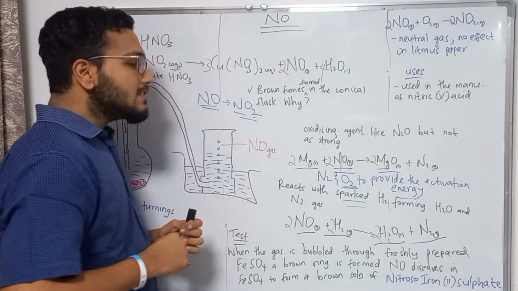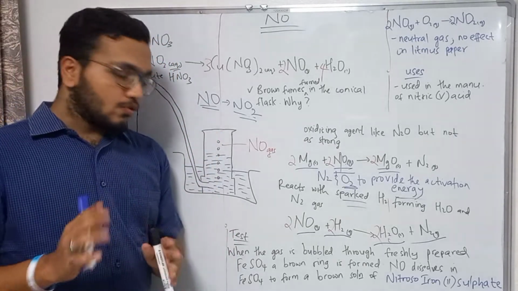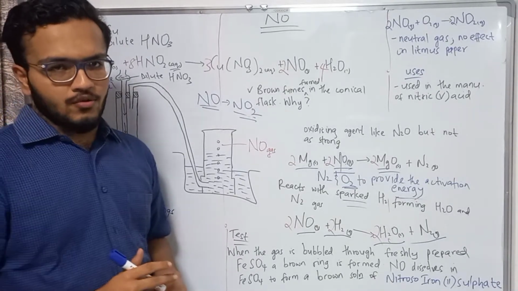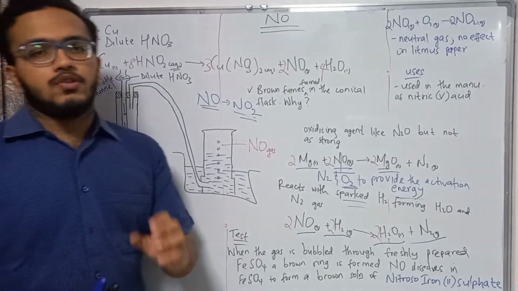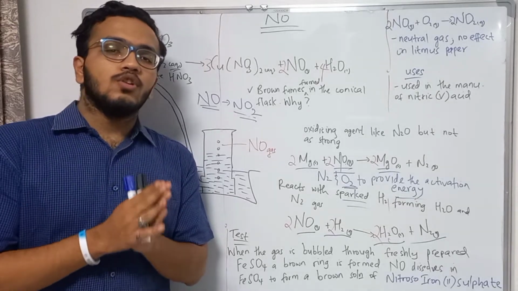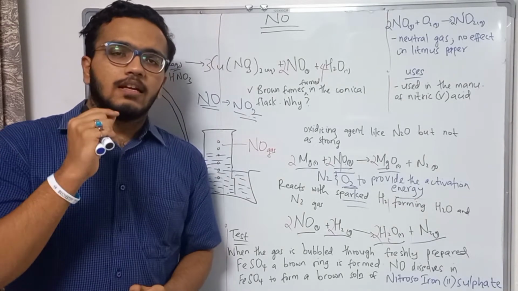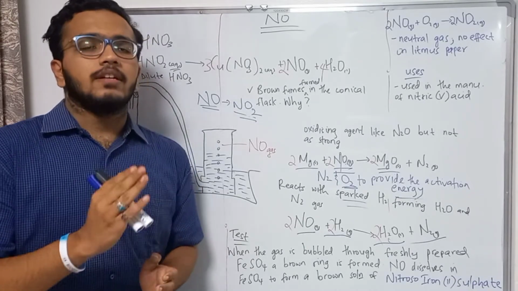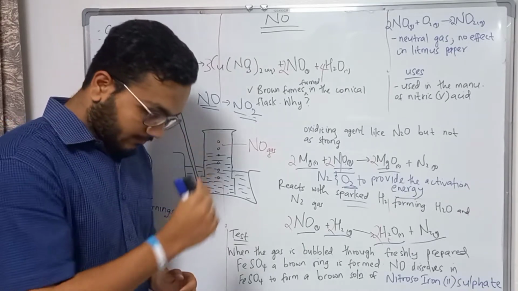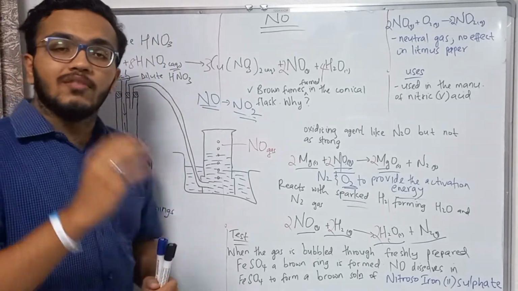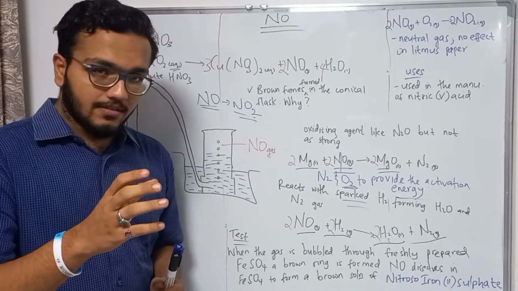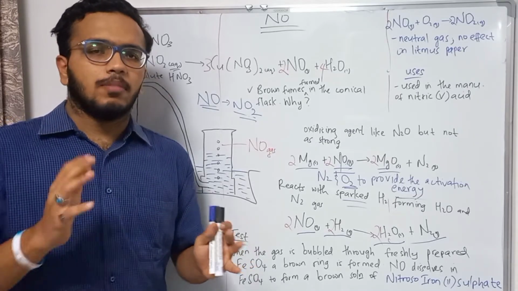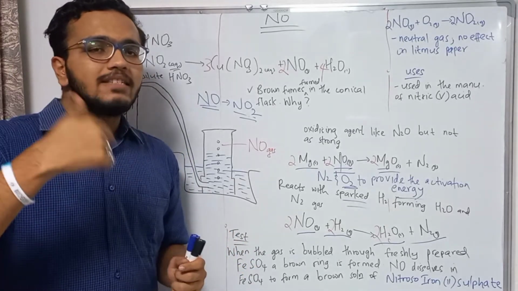Now, the last thing about nitrogen 2 oxide we need to know is the test for nitrogen 2 oxide. What is the test for nitrogen 2 oxide? You bubble nitrogen 2 oxide through a solution of freshly prepared iron 2 sulfate. When you bubble it through a solution of freshly prepared iron 2 sulfate, a brown ring is formed. This is the general test for nitrates. A brown ring is formed.